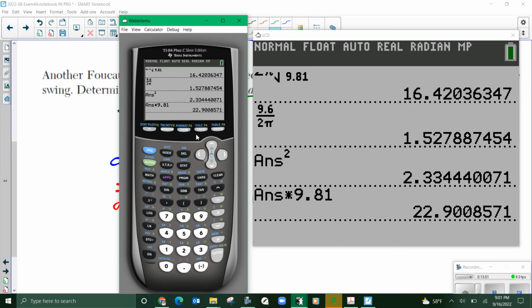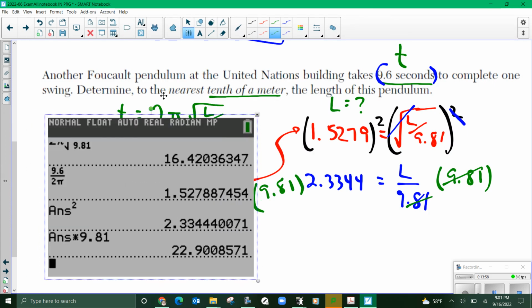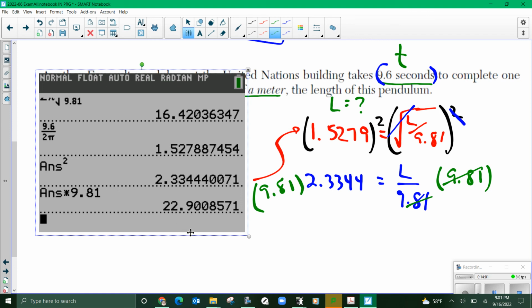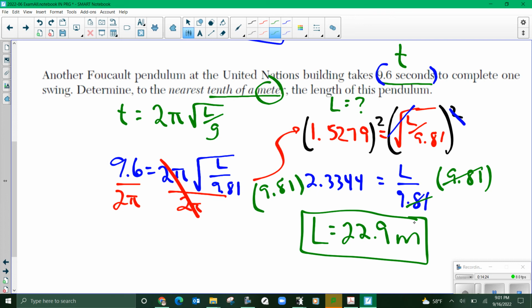Boom. 22.900. Okay? 22.900. And oh, I think they wanted me to round to the nearest tenth. Okay, so I'm going to take this, and the 9 will stay a 9 because the number after it is a 0. Okay? So my answer is L is going to be 22.9. Its length. Length should be in meters, so I'm just going to put an M here.